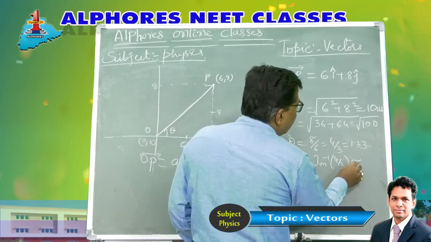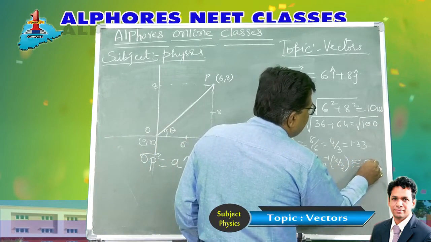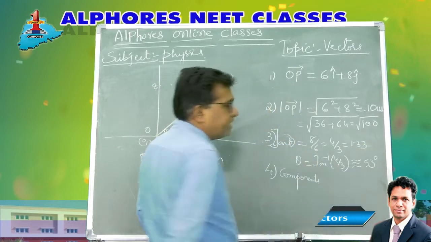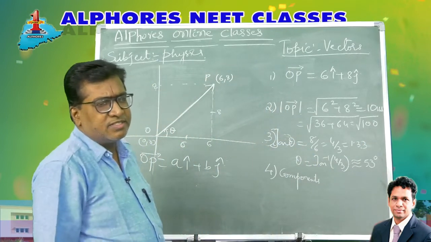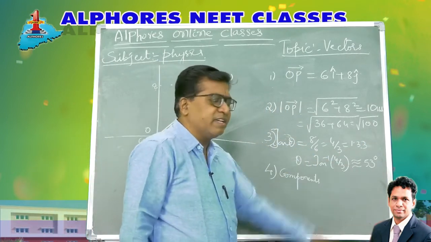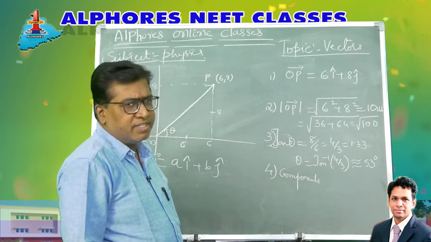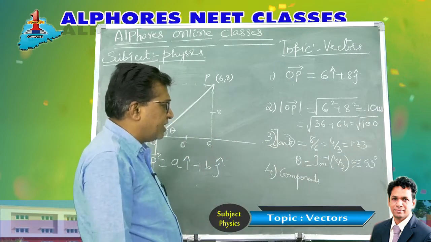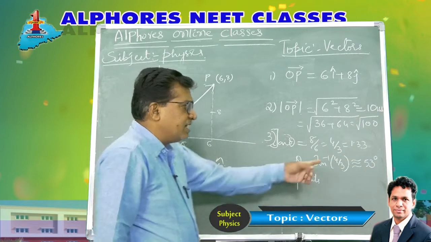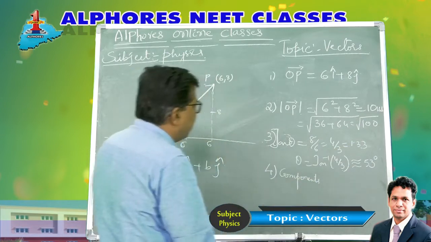It is approximately, you can remember it as a standard value, 53 degrees. Nearly 52 degrees 27 minutes, approximately 53 or 52 and a half degrees. So you can remember it as 53 degrees approximately. This is a standard value.